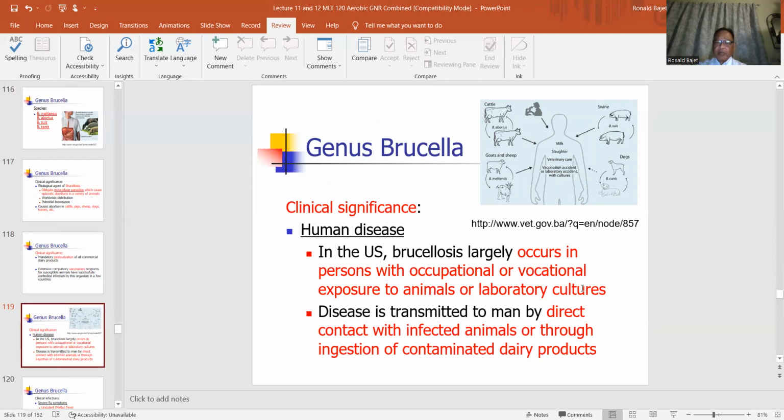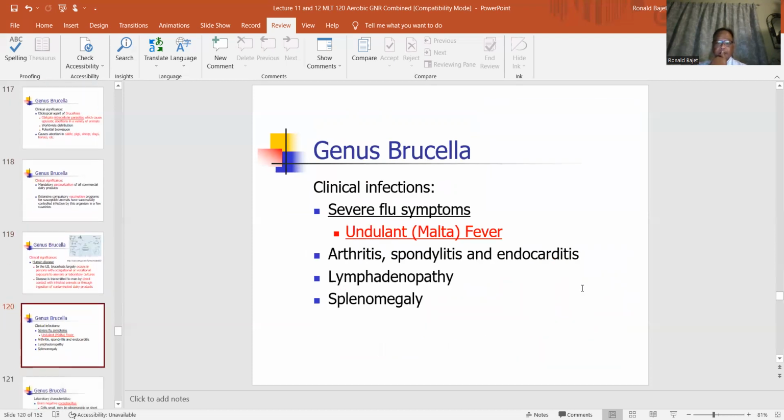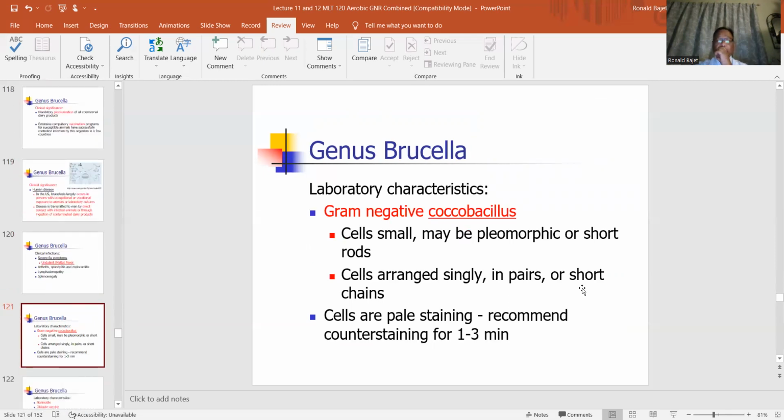The disease is transmitted to man by direct contact with infected animals through ingestion of contaminated dairy products. Another disease that you need to collect is Undulating Fever or Maltophilia. That's caused by Brucella. Causes arthritis, spondylitis, endocarditis, lymphadenopathy, and splenomegaly. So that's undulant or Maltophilia.